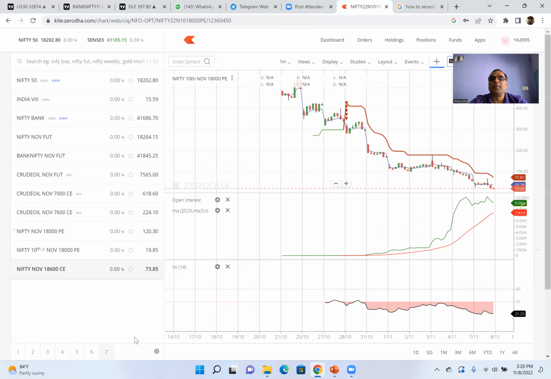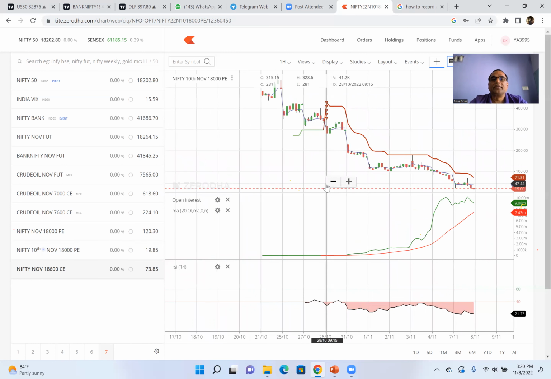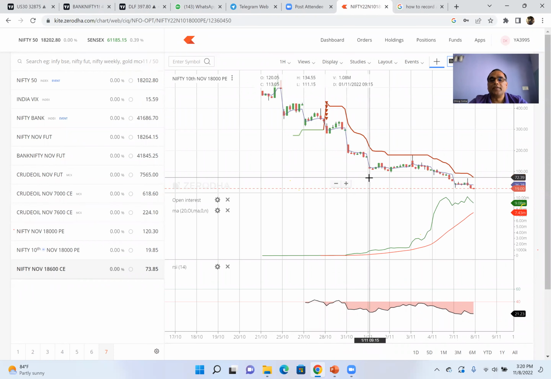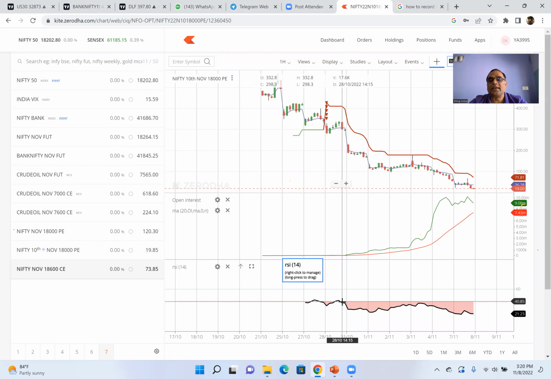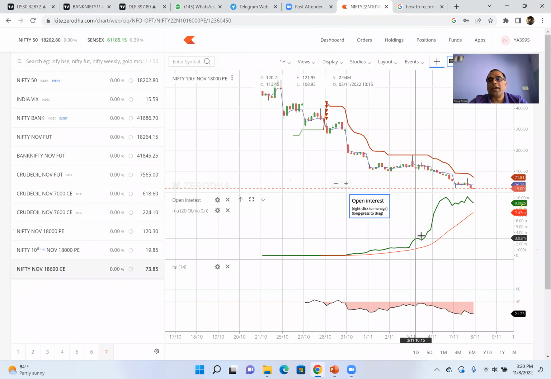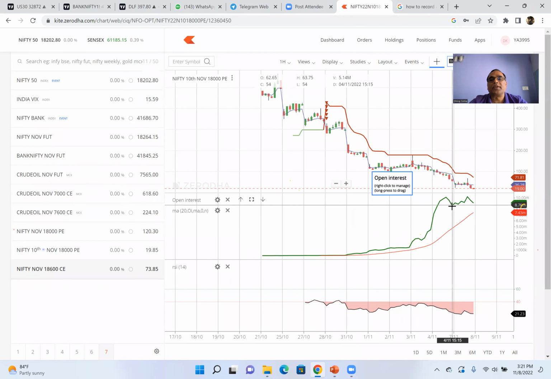10th November expiry, right? How beautifully you would have got into a trade. On 28th September, of course, you probably wouldn't have sold the 10th. But whenever you saw that, let's say even somewhere on 1st of November, you can see RSI is consistently below 40. This OI had been increasing. I don't know what happened yesterday.